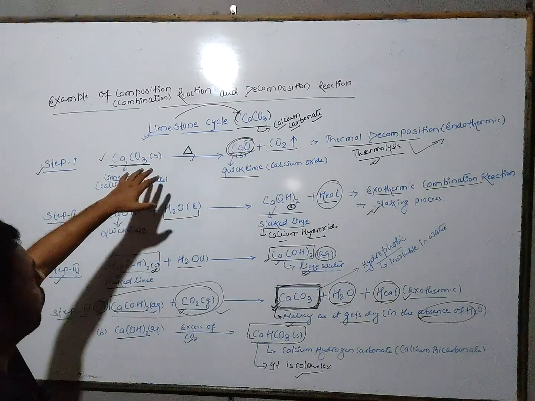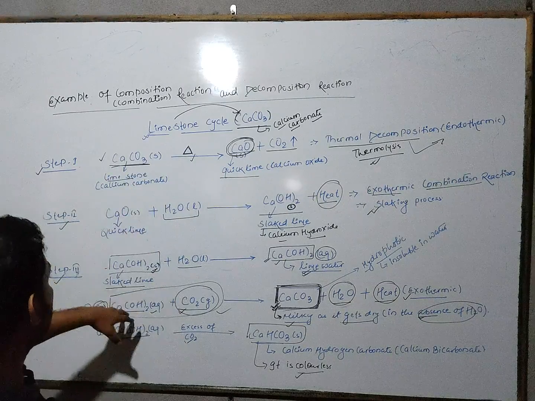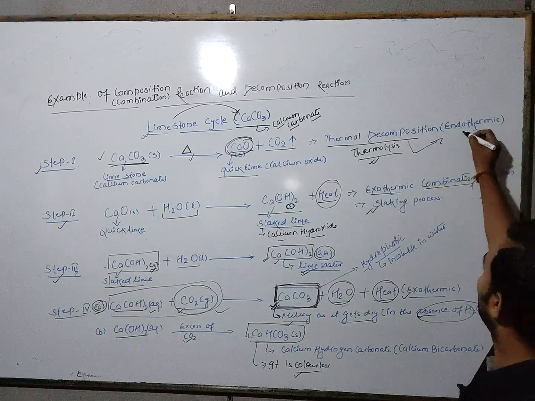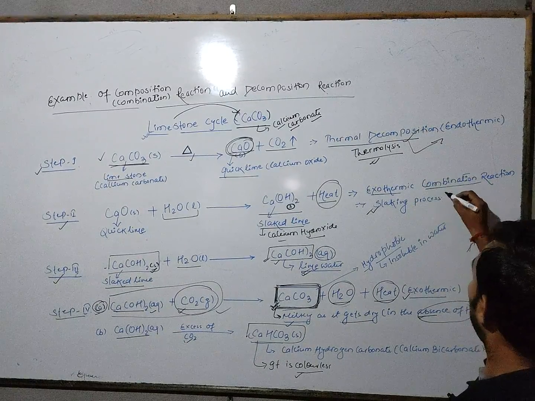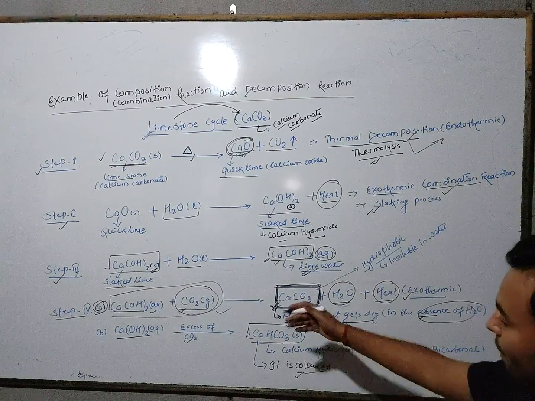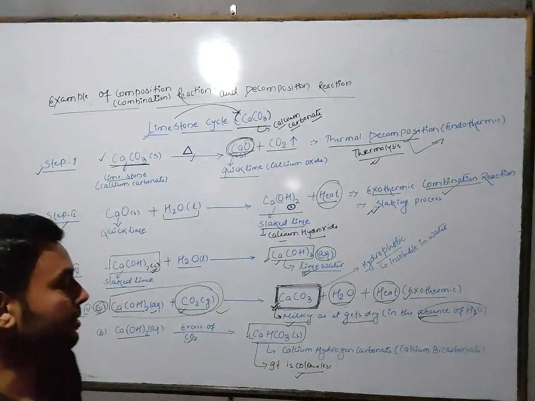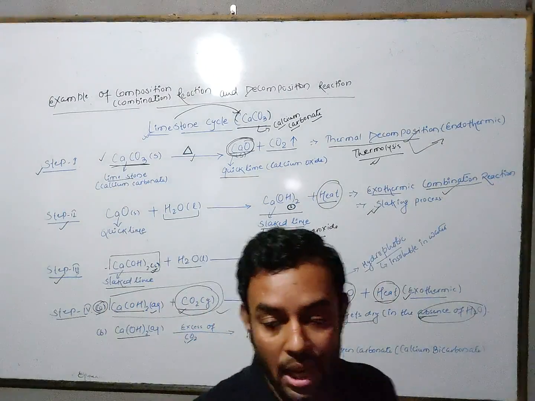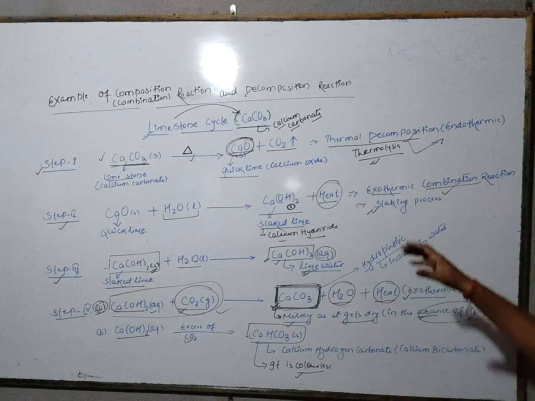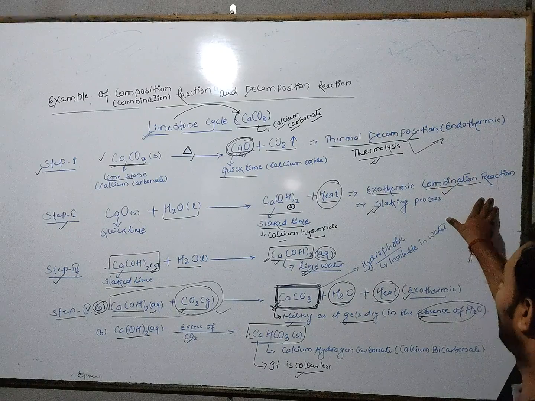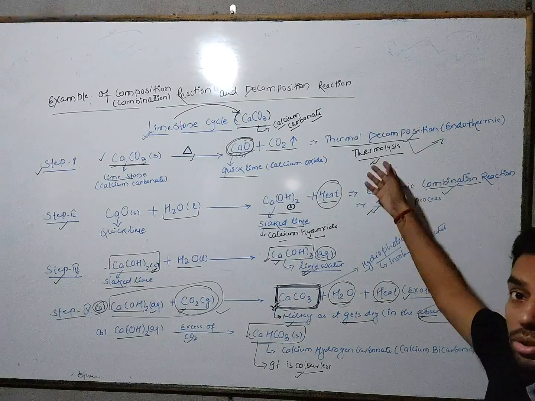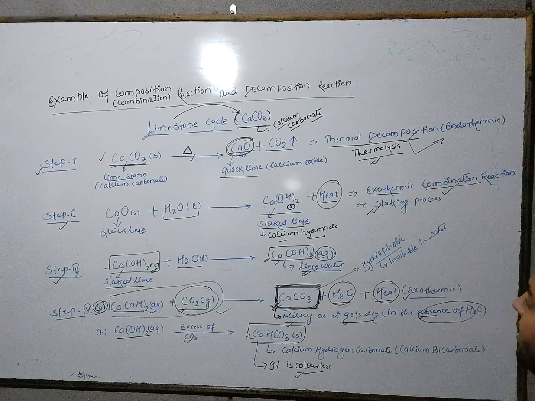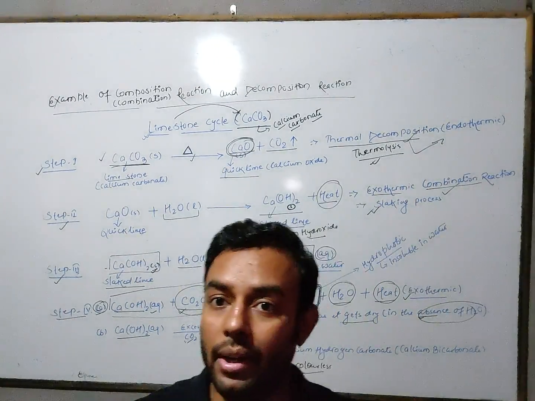Basically you can also understand that all these steps are examples of decomposition reactions or combination reactions. So you have to understand properly that the limestone cycle is a common example of both decomposition reactions and combination reactions. It also shows the properties of exothermic and endothermic reactions. Hence it is a very important reaction.